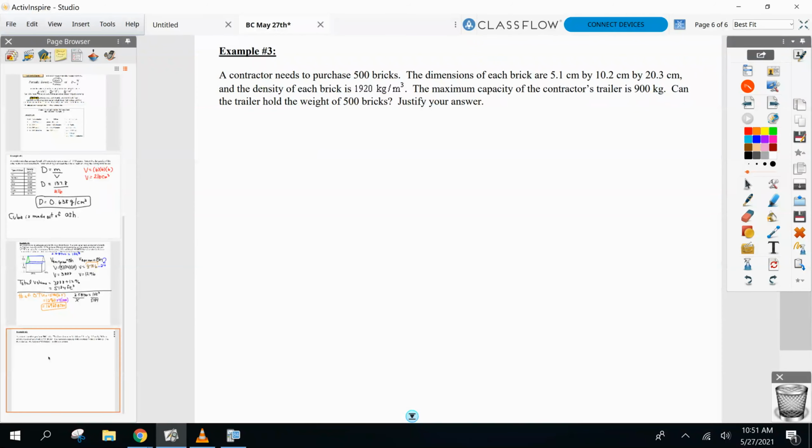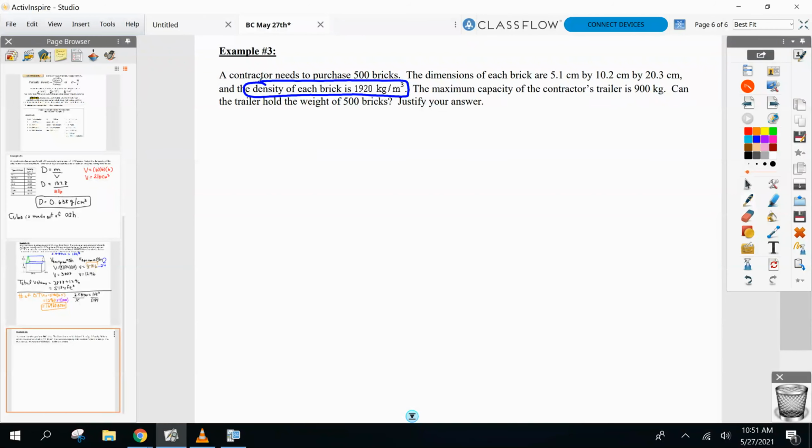And then I got this trailer here, guys. But the trailer can only hold 900 kilograms. Can my trailer transport 500 bricks or not? And it's just not a yes or no. We got to show some serious work. And it looks like I gave you the density here, right? I gave you the density of a brick is 1,920 kilograms for every meter cubed.